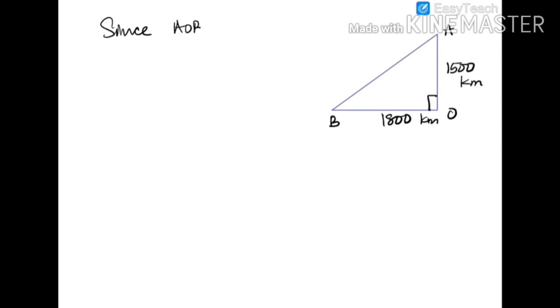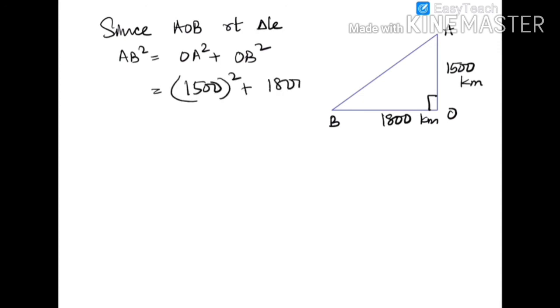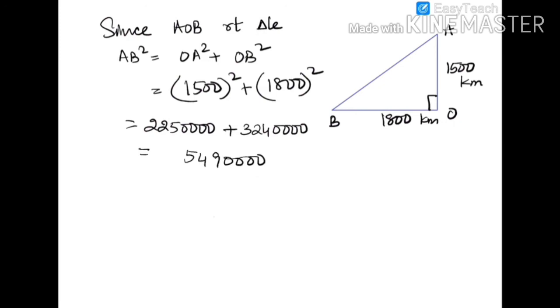Since AOB is right triangle, AB square will be equal to OA square plus OB square. So that is 1500 square plus 1800 square. This is equal to 225 followed by 4 zeros plus 324 followed by 4 zeros. On adding, we will get 5490000 and AB will be its square root. On finding the square root, we get 300 root 61 kilometers.